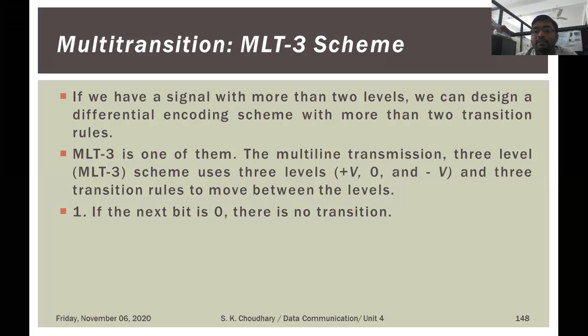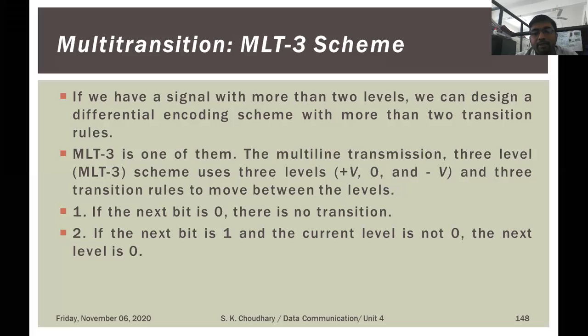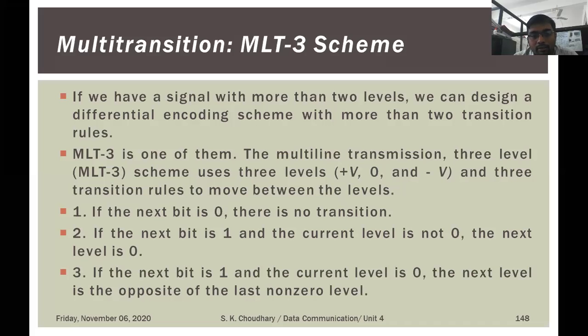If the next bit is 0, then no transition. If the next bit is 1 and the current level is not 0, then the next level is 0. Then the third, if the next bit is 1 and the current level is 0, then the next level is opposite to the last non-zero level. So this is the rule for representing MLT3.